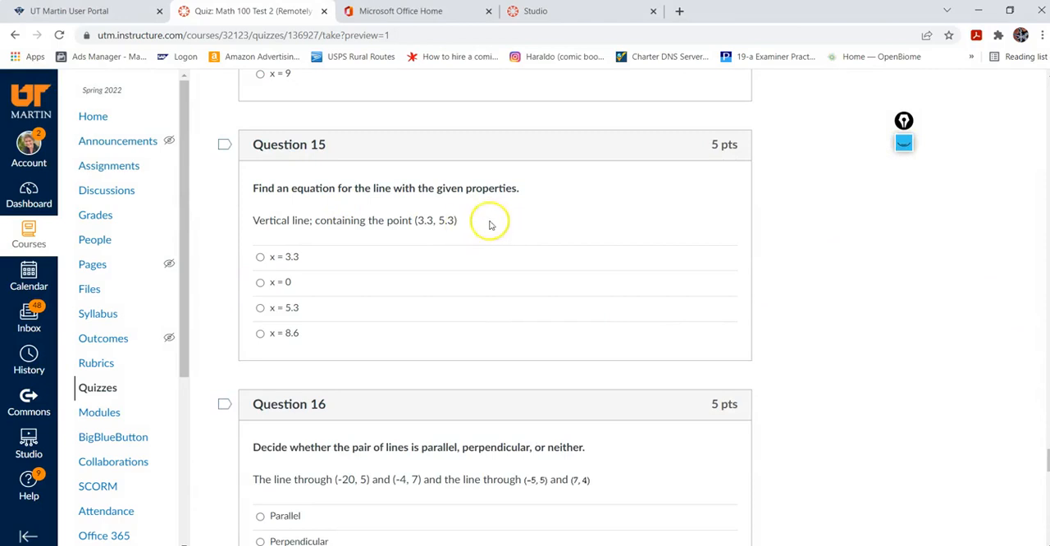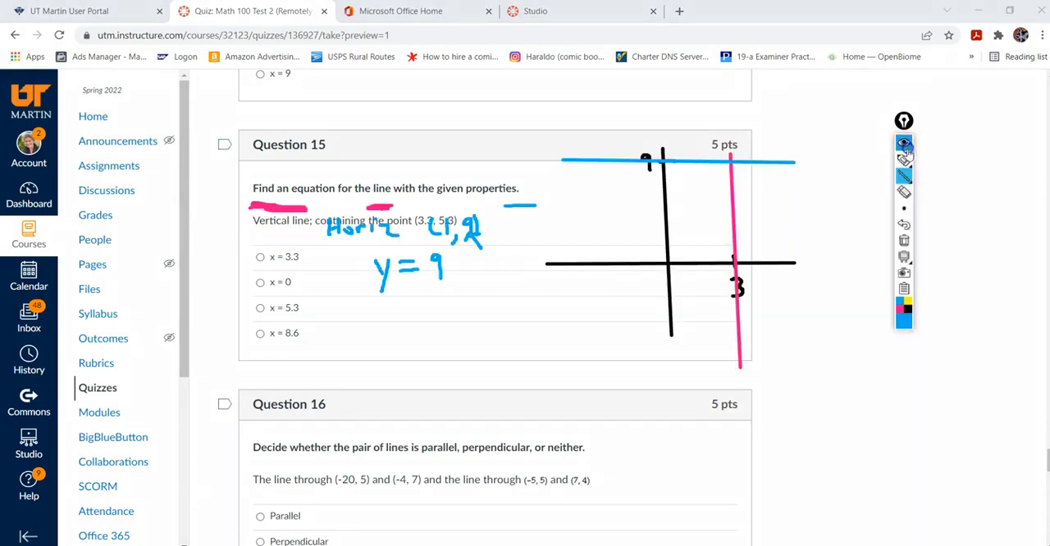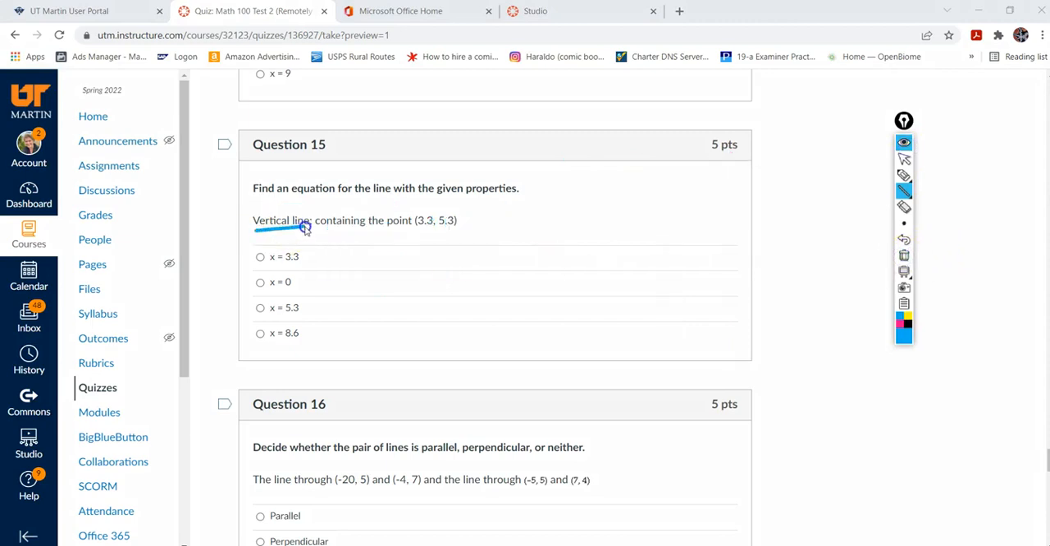Find an equation for the line with the given properties. A vertical line. If it's a vertical line, then its formula is x equals a number. What's the number? Well, if that's a point on the line, then you have the x coordinate of that point. And so that's what we want. So the answer to question 15 is A. Or the first one, sorry.